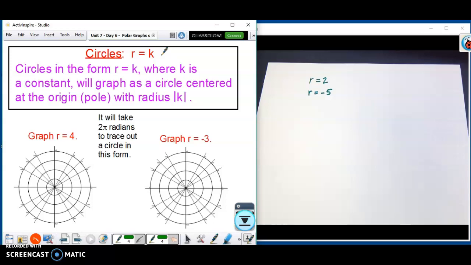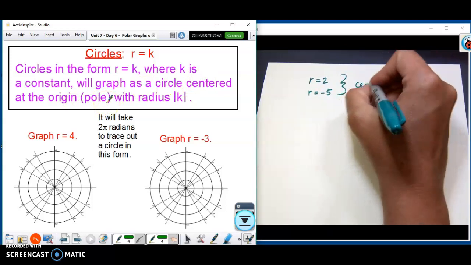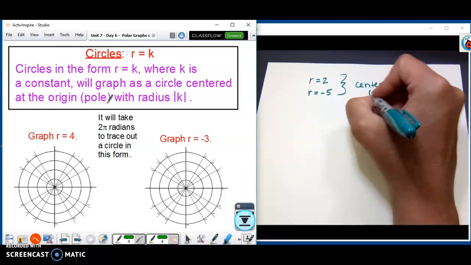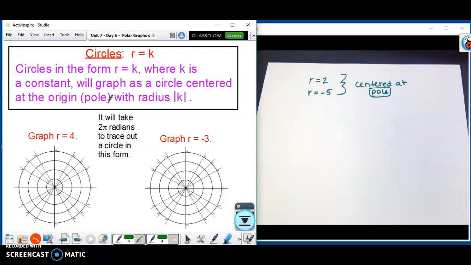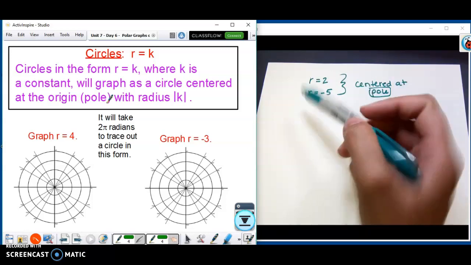So it says r = k, where k is a constant, will be graphed as a circle centered at the origin or the pole. So it's going to be centered at the pole because we're talking about polar. Remember, pole just means the origin. And the radius will be the absolute value of k. So even though it says r equals negative 5, the radius is just going to be 5.